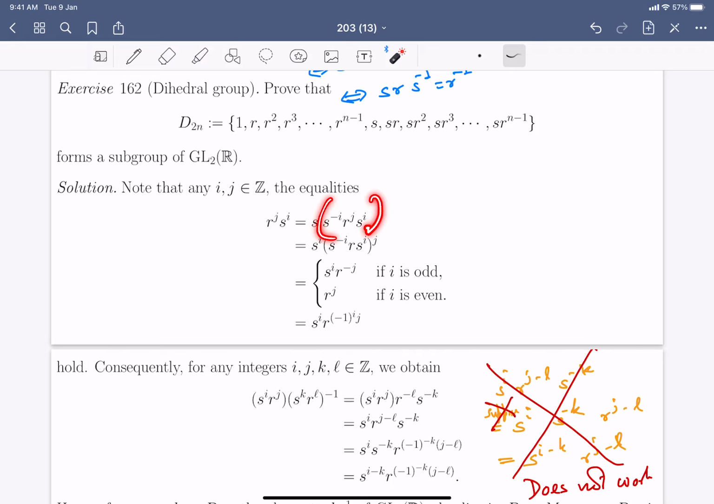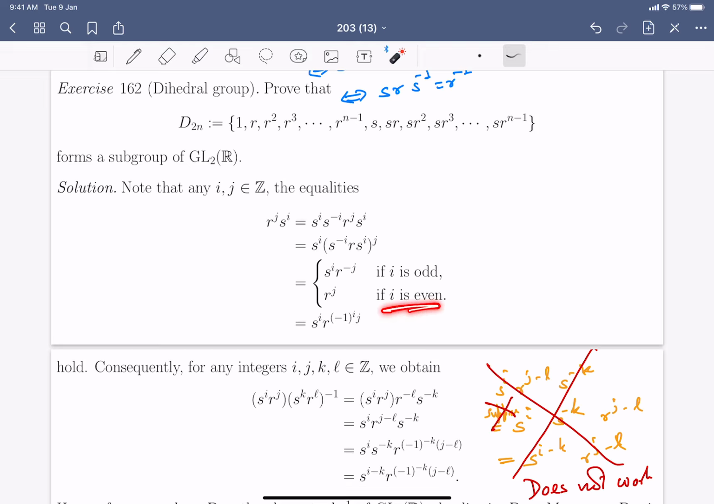One can show that this is indeed equal to S power minus I and then R and then S power I, whole raised to J. This can be obtained by induction. Here, if I is odd, then one can show that this is equal to this element, and if I is even, then one can show that this is equal to this quantity.